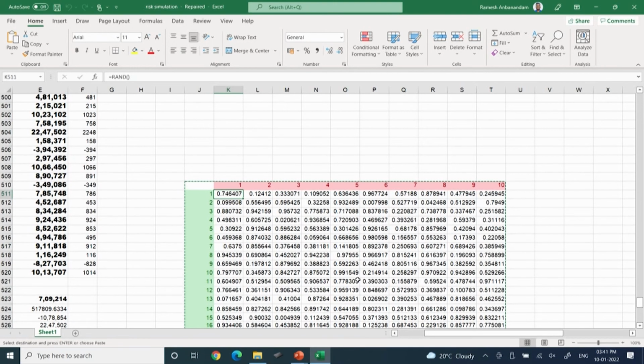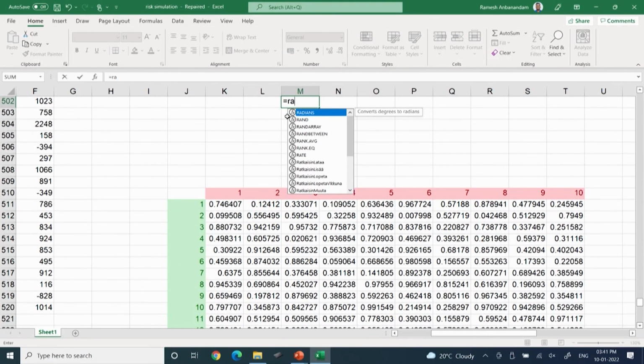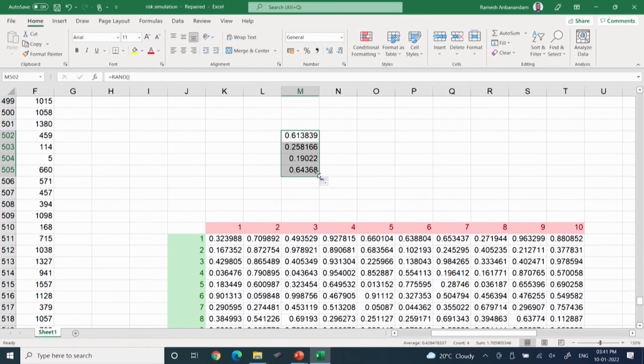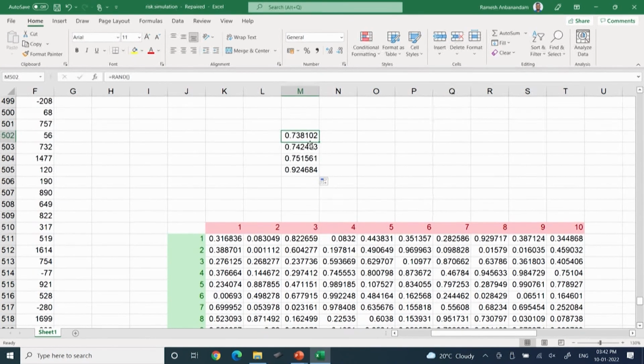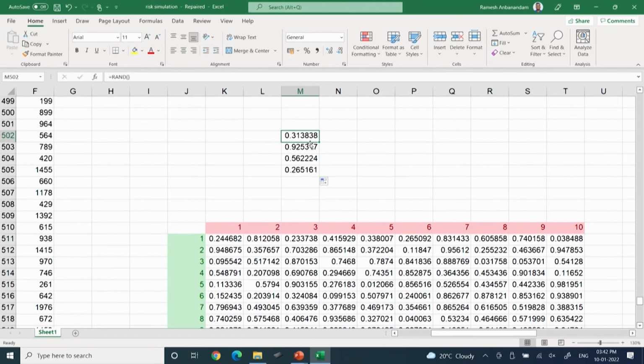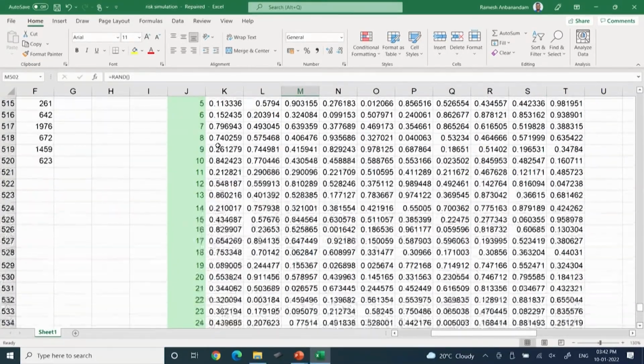Now, I will explain how to use Excel for generating random numbers. As I told you, for example, if I keep my cursor here, see that if I type equal to rand and close the bracket, I get a random number, 0.9450. I can drag it. Okay. So, this is the random number between 0 to 1. If I press F9, you see that the values of the random numbers are getting updated. In your keyboard, if you press F9, the values of the random numbers are getting updated. Like this, at the bottom I have generated 500 random numbers.